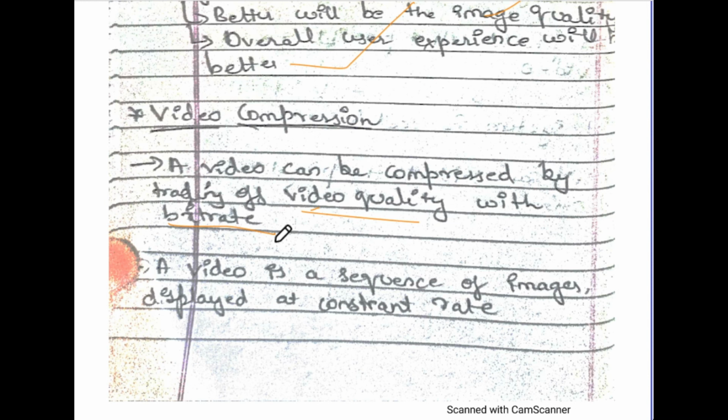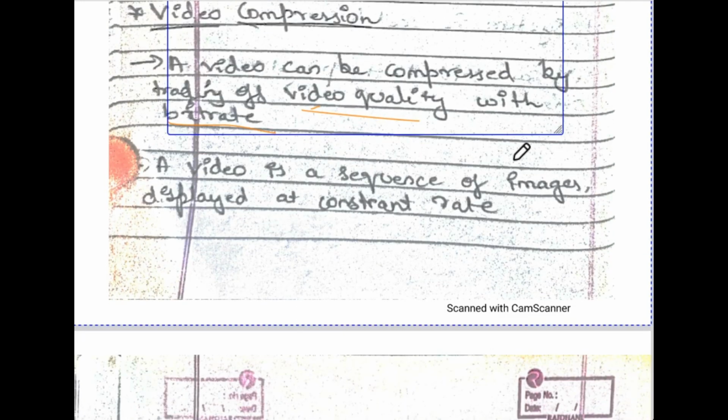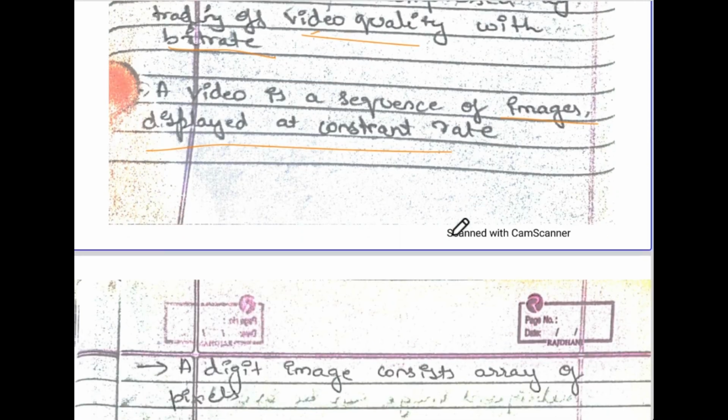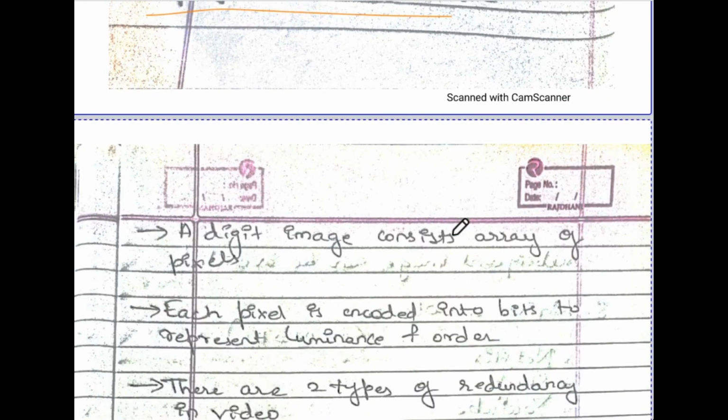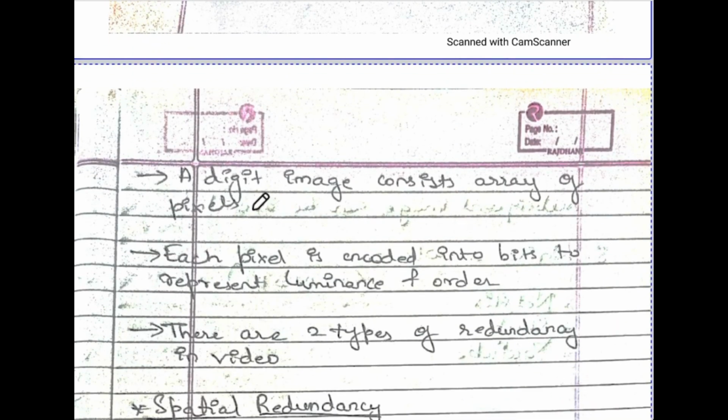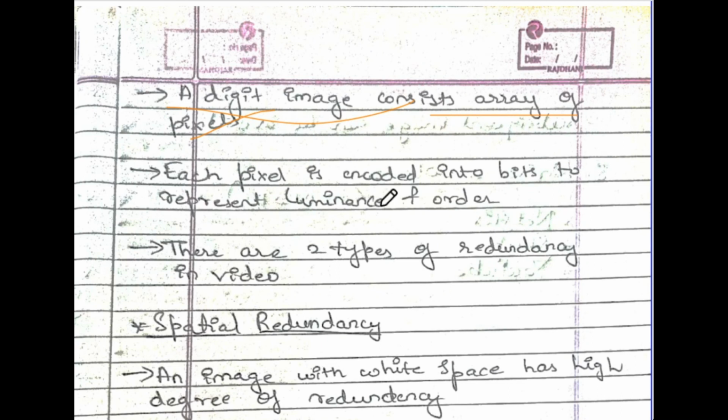The video can be compressed. A video is a sequence of images displayed at a constant rate. A digital image consists of an array of pixels. Each pixel is encoded into bits. Each image consists of pixels, and these pixels are encoded into bits to represent luminance and color. Luminance is lighting.